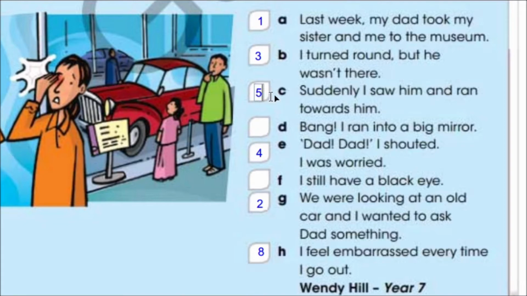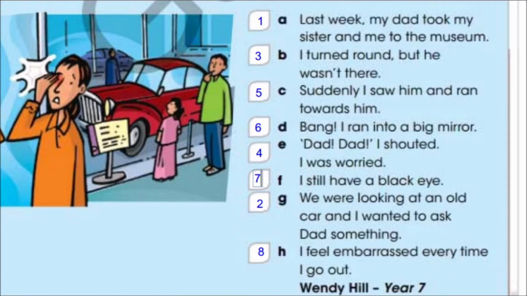Very good. C. Suddenly I saw him and ran towards him. Number 6. Very good. D. Bang! I ran into a big mirror. And number 7 is F. I still have a black eye. And the last one is I feel embarrassed every time I go out.